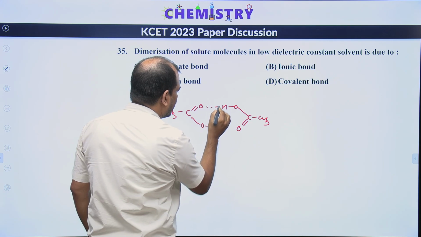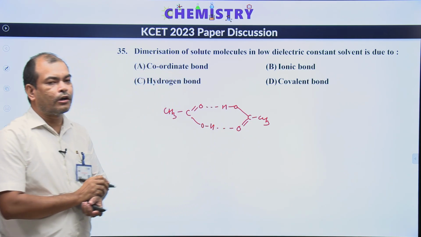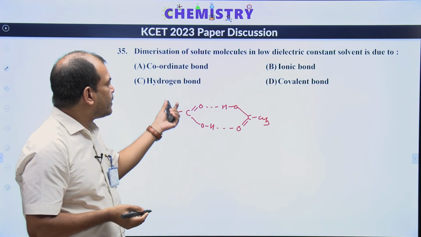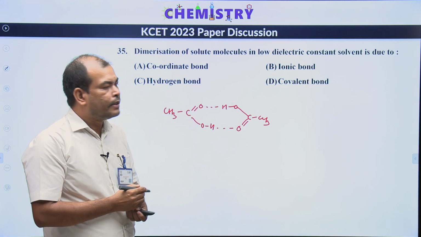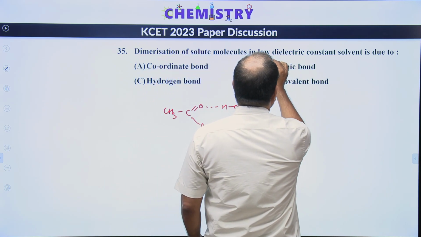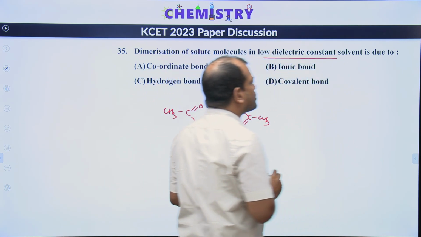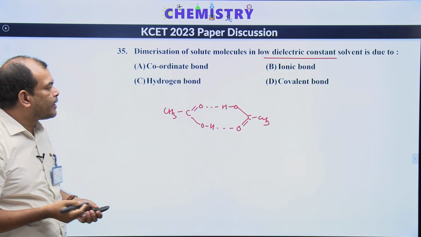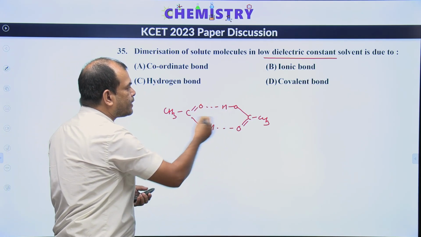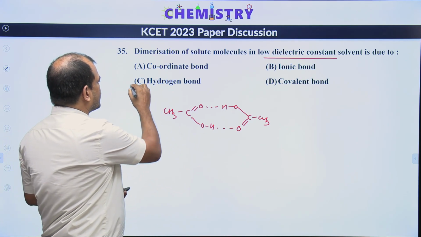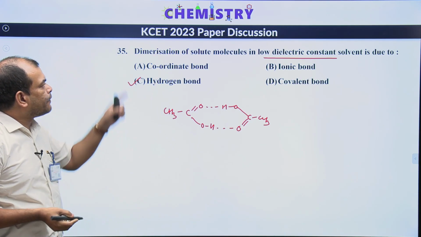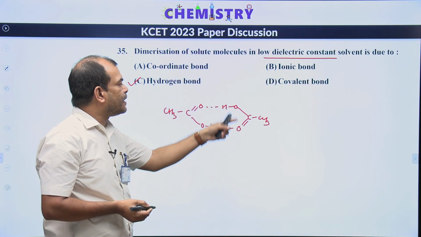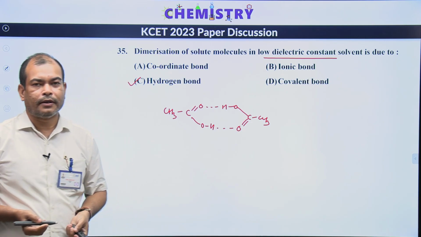We know it dimerizes like that in a non-polar medium. But if it is a polar medium, it gets dissociated into acetate ion and H plus ion. Now here it is given that if the dielectric constant value of the solvent is low, that means it will have a less polar character. If it is a less polar character, then the molecules can be associated like that. That means your answer will be hydrogen bonding. Therefore, dimerization of solute molecules in a low dielectric constant solvent is because of this kind of hydrogen bonding.